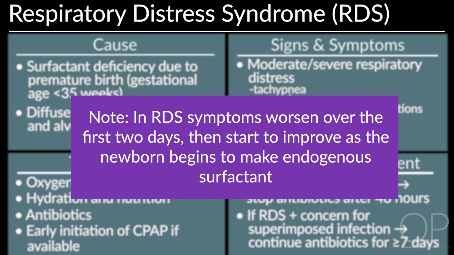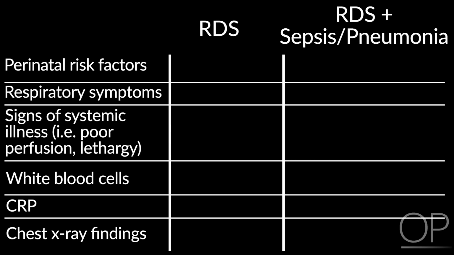Generally, RDS symptoms worsen over the first 2 days, then start to improve as the newborn begins to make endogenous surfactant. It is difficult to differentiate pure RDS from RDS with sepsis or pneumonia. The following are factors in favor of a diagnosis of pure RDS. Preterm labor is the only perinatal risk factor for RDS. Respiratory signs are mild. There are no signs of systemic illness such as poor perfusion or lethargy.